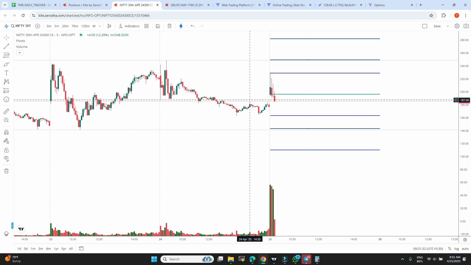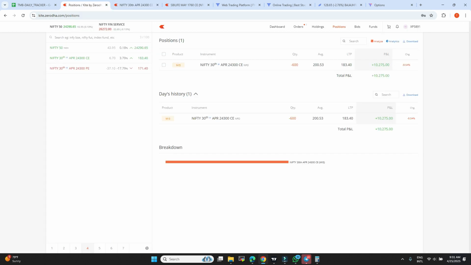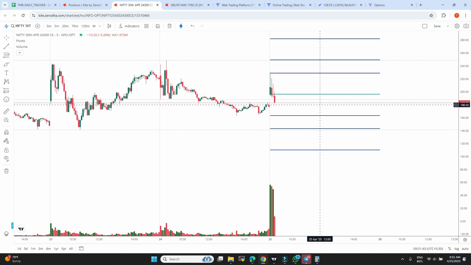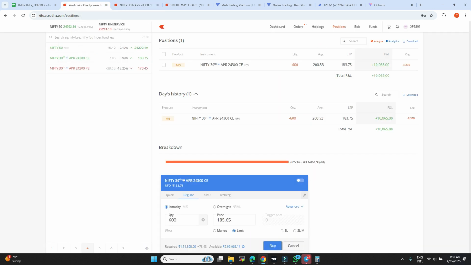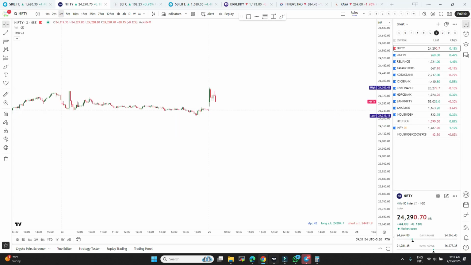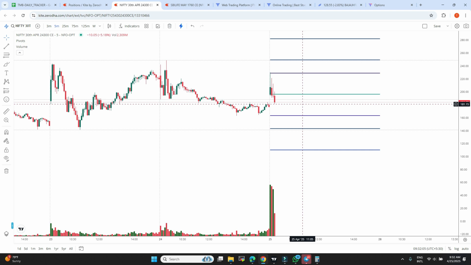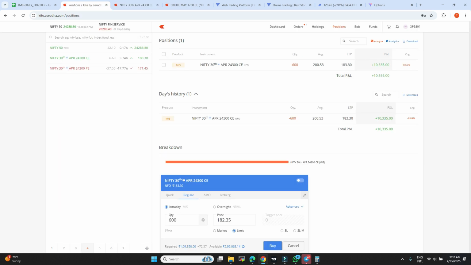We'll see. 170. My target is hit. See here, previous day close is there, so we have to exit here. Let us see a few more minutes. Let it fall. It will reverse very quickly here. That's what. Let me capitalize some amount here.